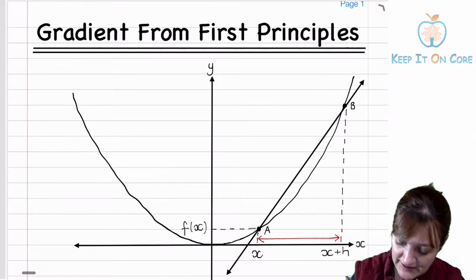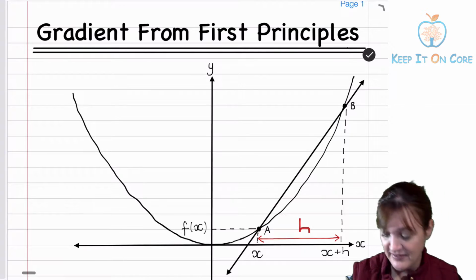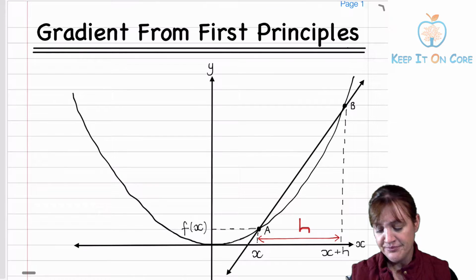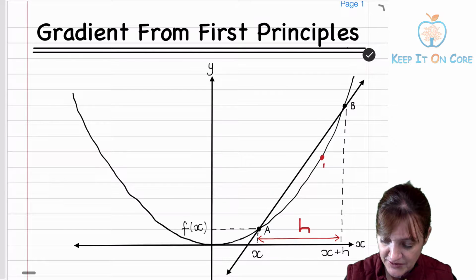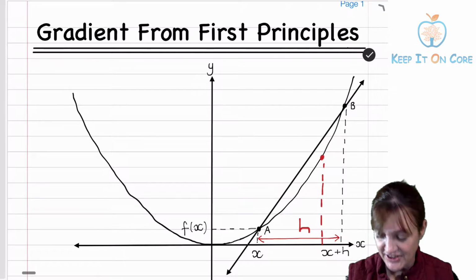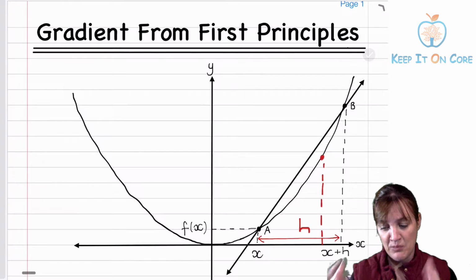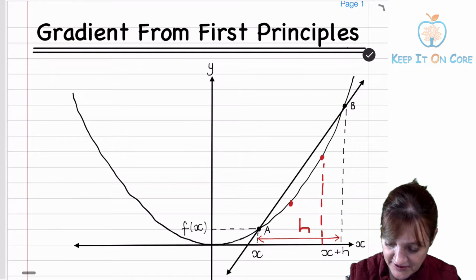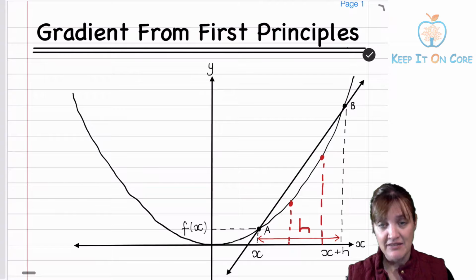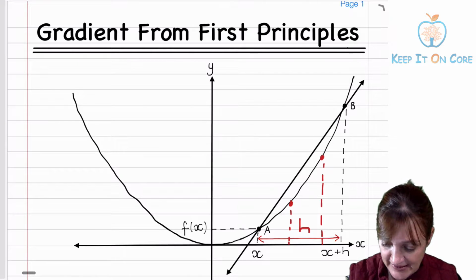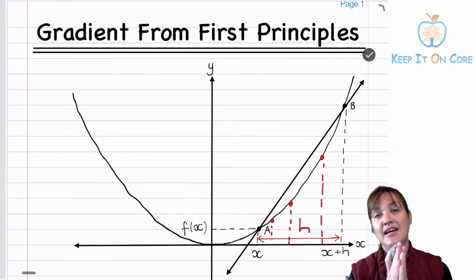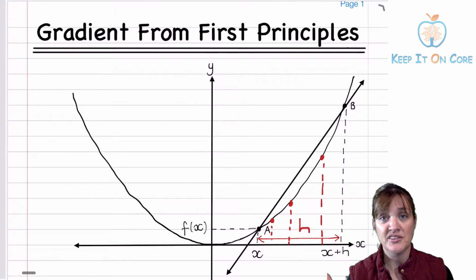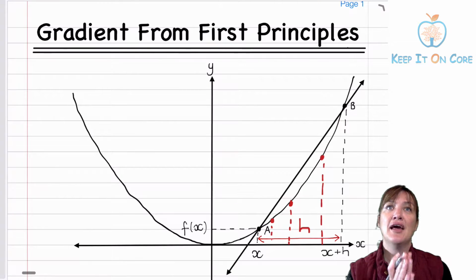So this gap between x and x plus h, remember, was a distance of h units, okay? So if I started moving point B closer to point A, do you agree that that distance of h is now going to end up getting a bit smaller? And if B moves even closer to A, that distance of h gets even smaller. And as B and A move closer and closer towards each other, that distance of h is getting closer and closer towards 0. It's going to end up eventually becoming nothing, okay?